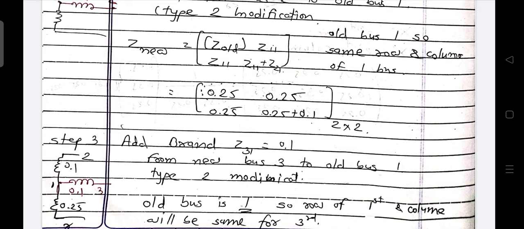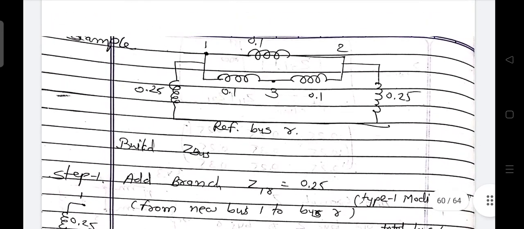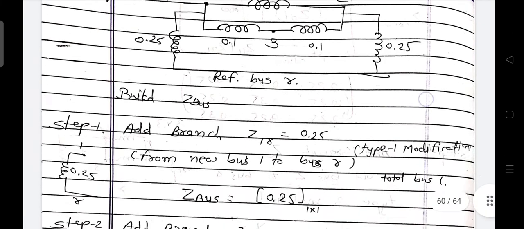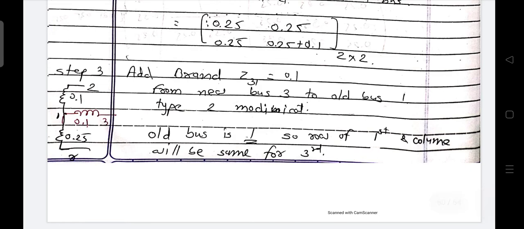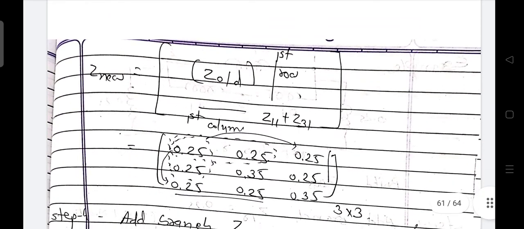After this third step we are adding again new branch 3 to the old bus 1. So same type 2 modification will be here, right? So Z old bus we take and the row and column will be same as the first row and first column. Okay.